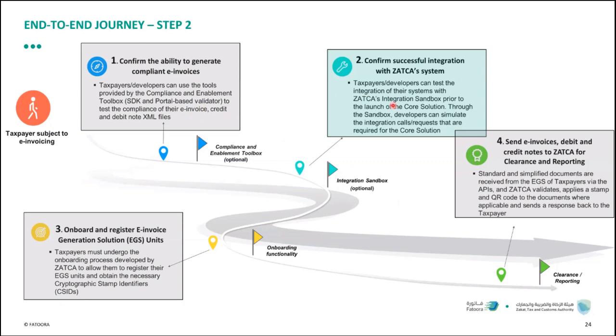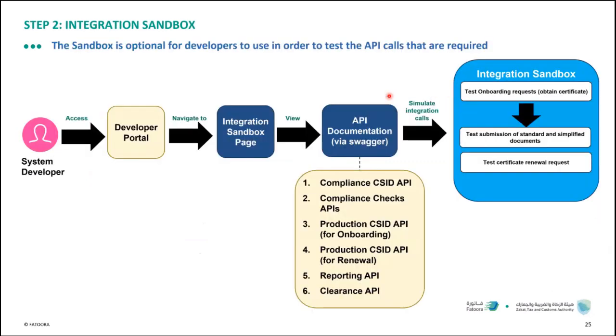So the next phase is the integration sandbox. Here in the integration sandbox, the aim is to do an actual integration in a sandboxed environment. So this is not production. This is a test environment to make sure that your system is able to connect with Zatka systems. The way to access it is that we're going to log into sandbox.zatka.gov.sa. And from that page, we're going to have access to the API documentation. We have 6 main APIs, and we're going to have a look at them.